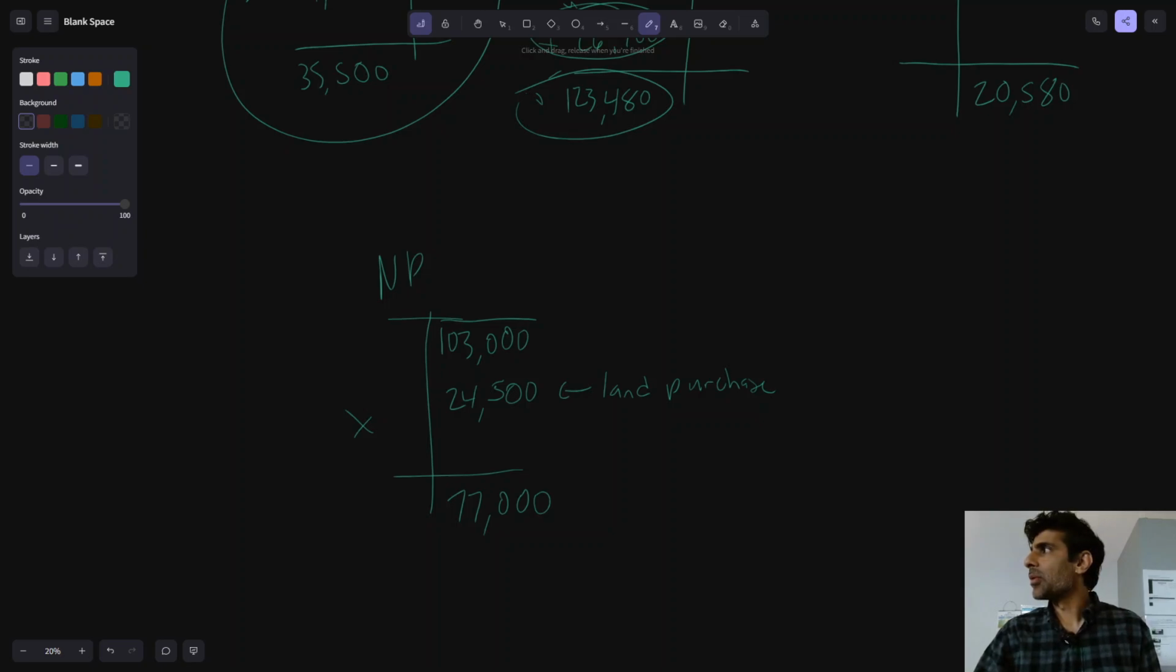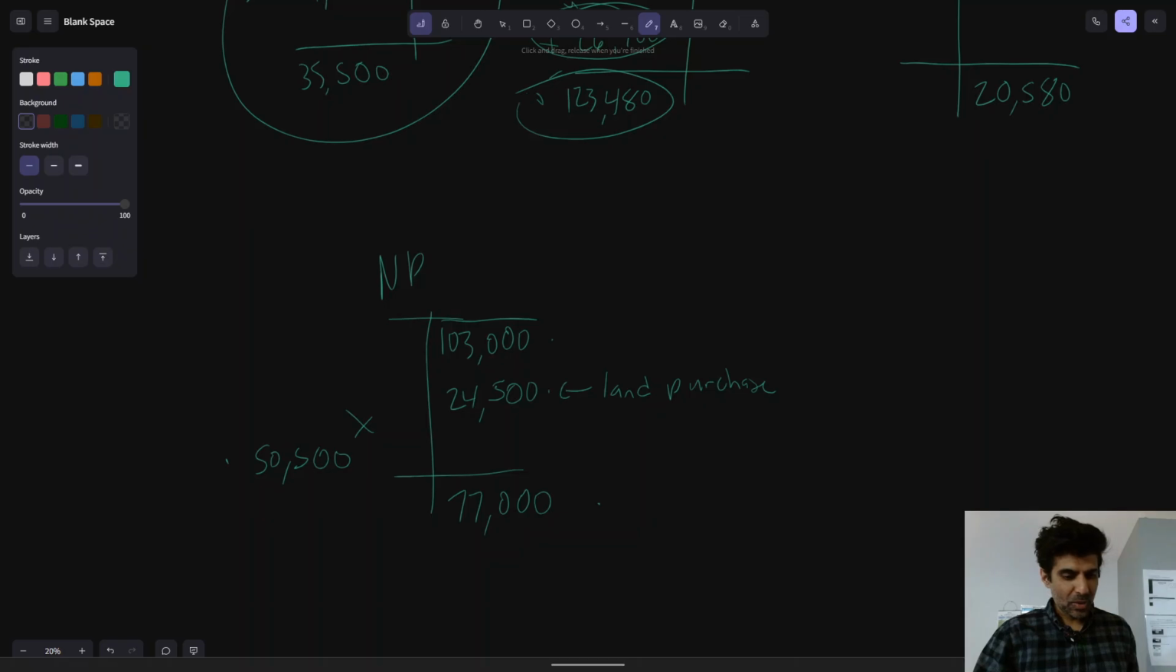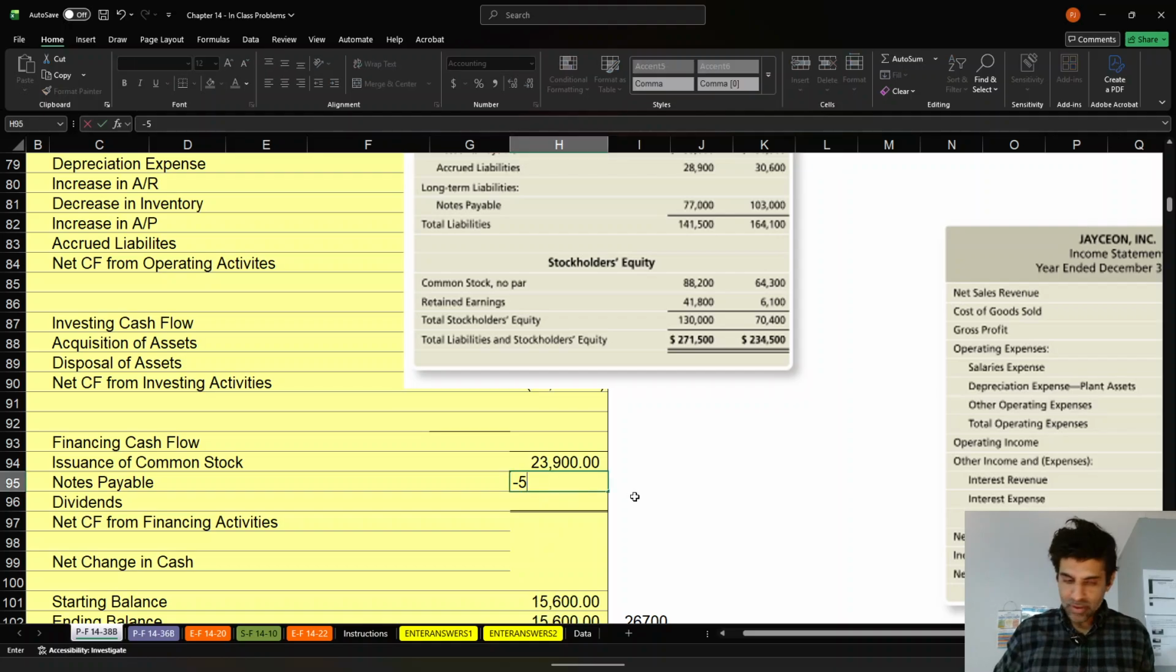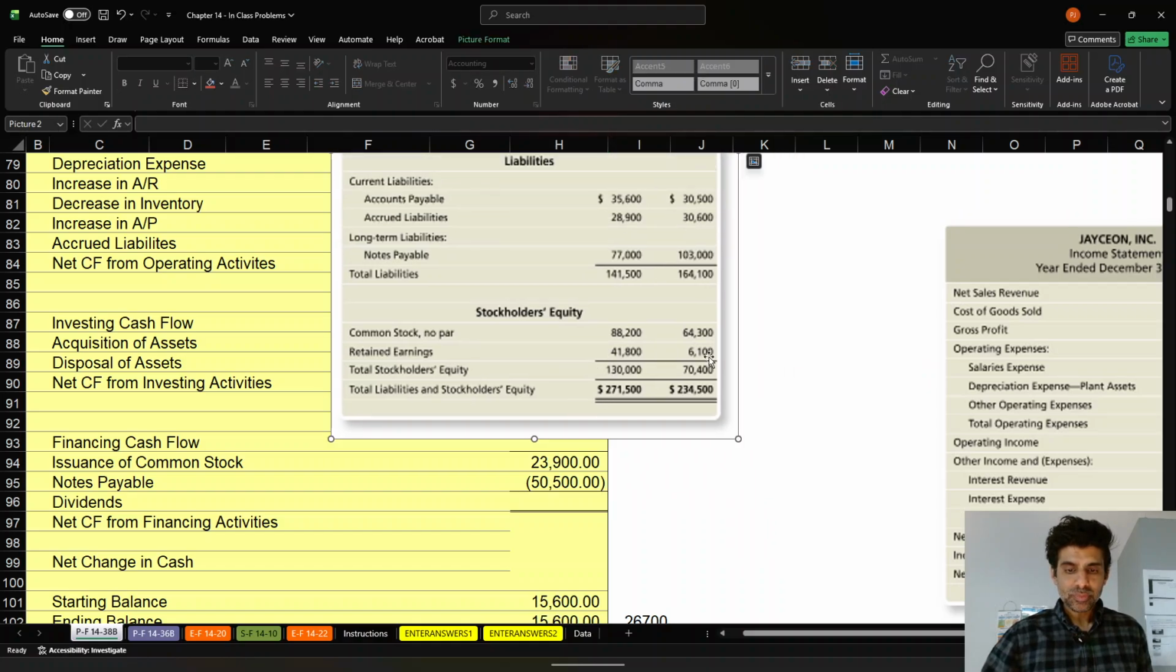Did someone do that? What was the math? Yeah, Mohammed. 50,500. Okay, so you should be able to do this plus this minus 50,500 is 77,000. Is everyone good with how we use these disparate pieces of information to figure out how much we paid in notes payable? Makes sense now? Yes? Okay, so this was a decrease in cash. We're paying off 50,500 worth of notes payable.